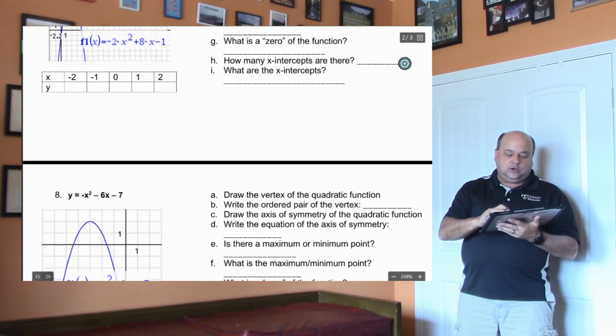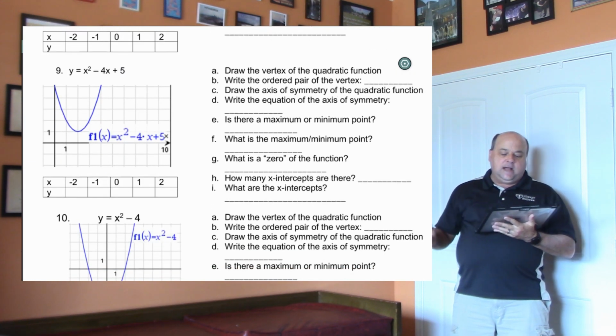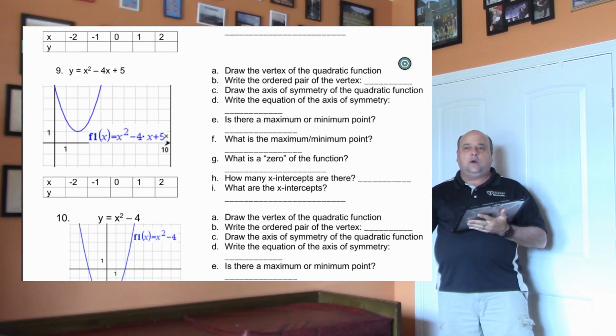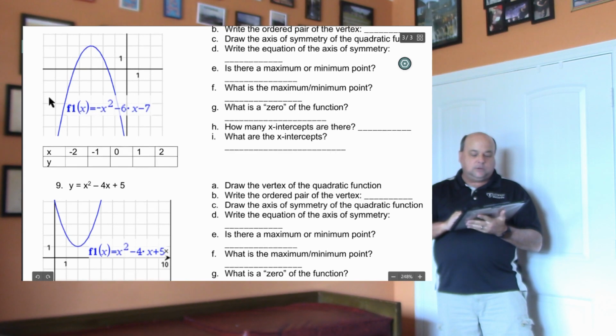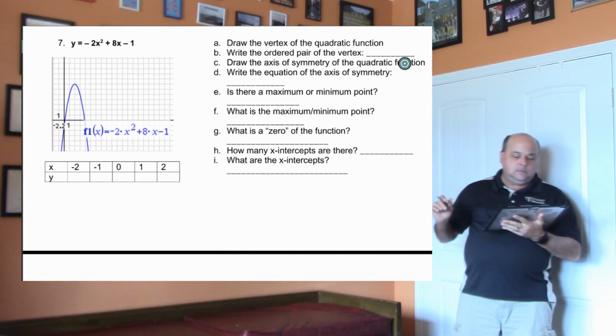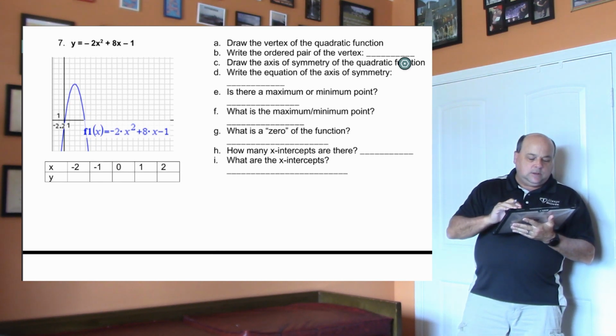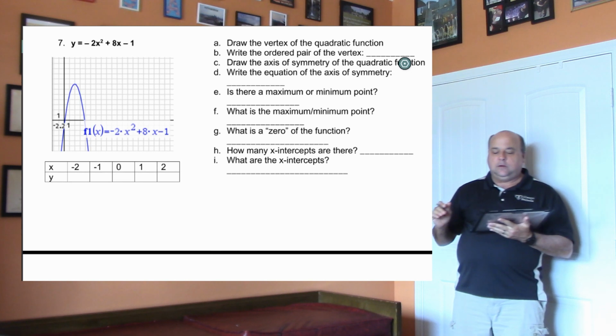I'm going to do one more with you with this table, okay? Let's go down and let's do number 9. Okay, number 9 we have x² minus 4x plus 5. Or let's do one with zeros. Let's do number 7. Number 7, I think, is going to have the zeros in there. Yeah, let's do number 7, okay?